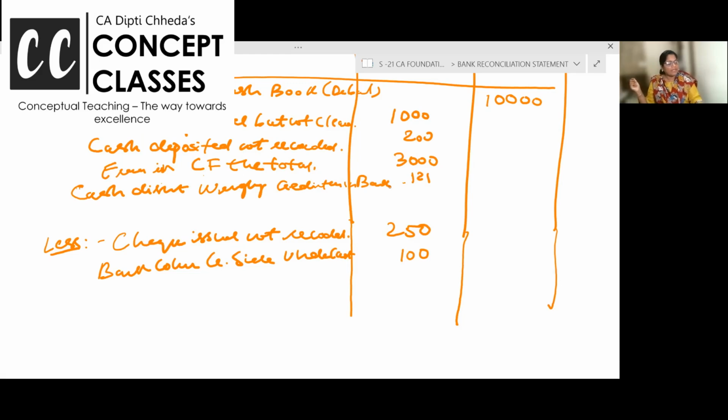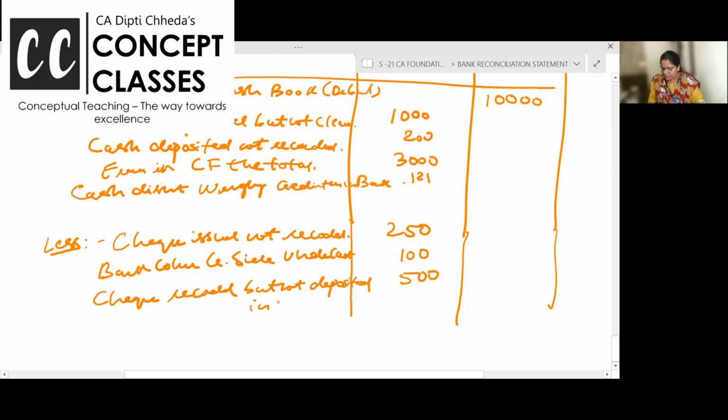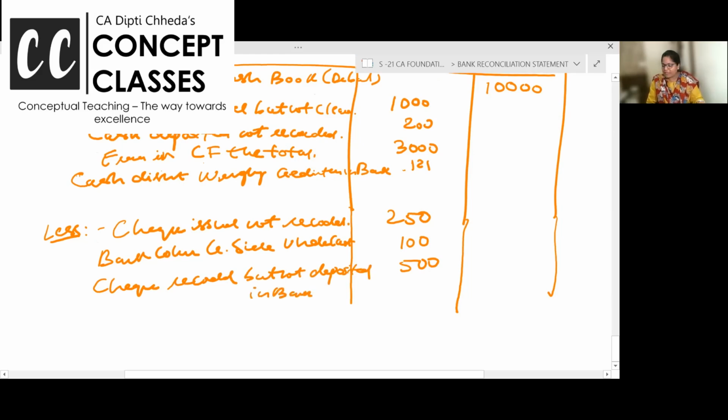A check of 500 received from a customer was recorded in the cash book, but not deposited in the bank. So you received the check, but you have not actually sent it for deposit yet, only in the books you have done the entry. So now you credit it 500. Check recorded but not deposited in bank. You did not deposit it in the bank.